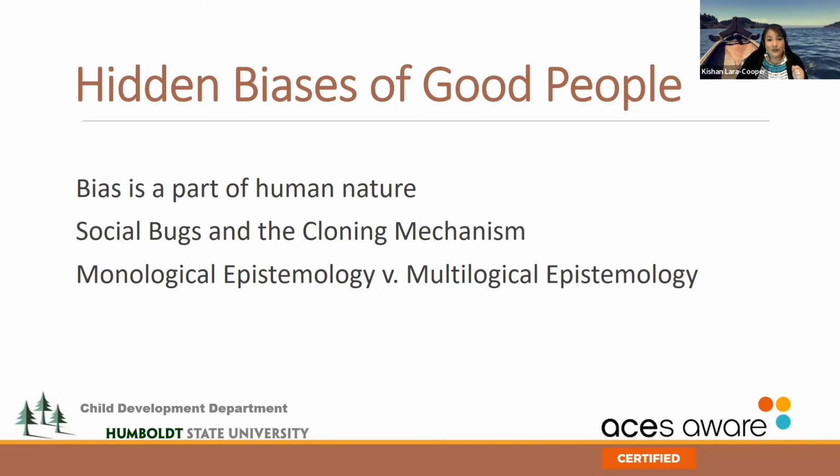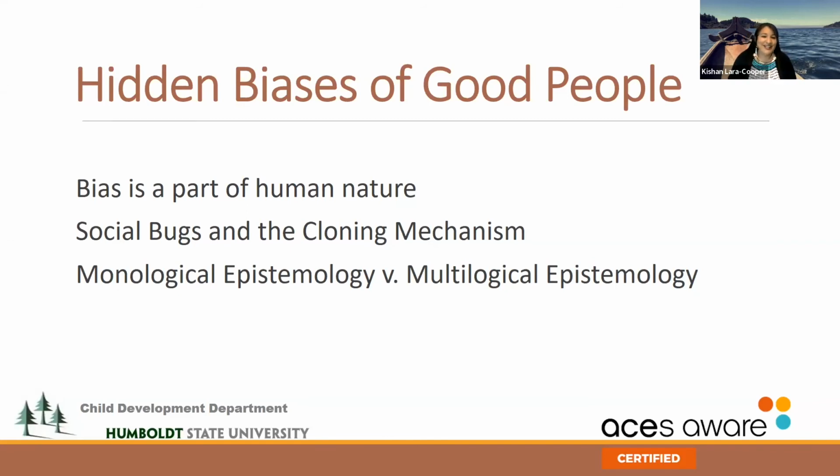Monological is believing that there's one truth, and multilogical is multiple truths, that things can exist in multiple ways. And this one is often very challenging, especially if it's different than what our belief might be. But understanding that everyone sees things from their own perspective, there can be multiple truths to things.